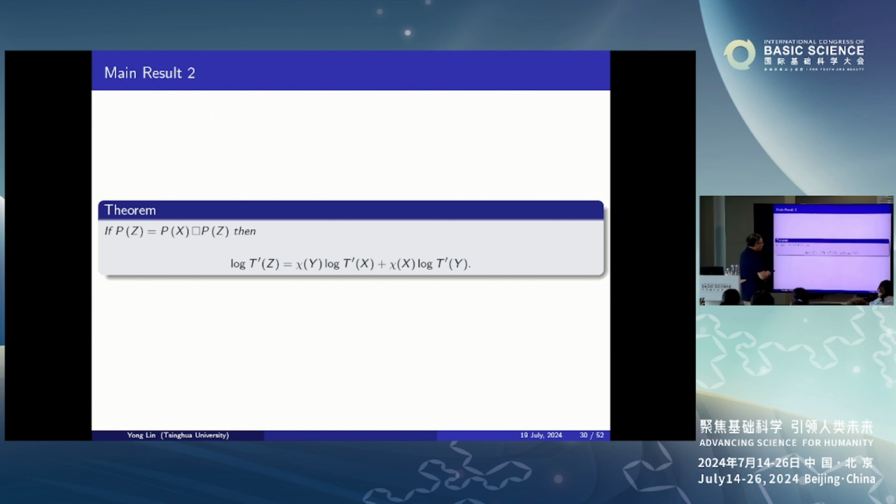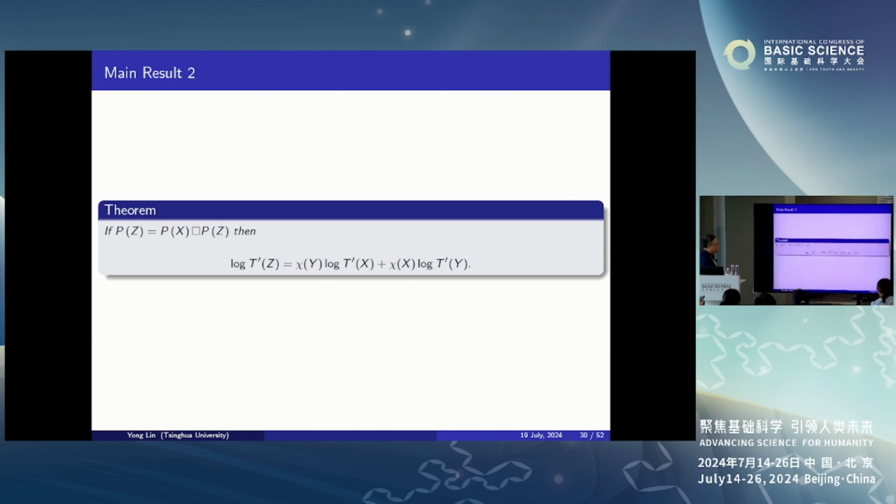So the right-hand side is the torsion for the S and Y. This is the Euler characteristic for the S and Y. Using this formula, we can compute the torsion for the product space.